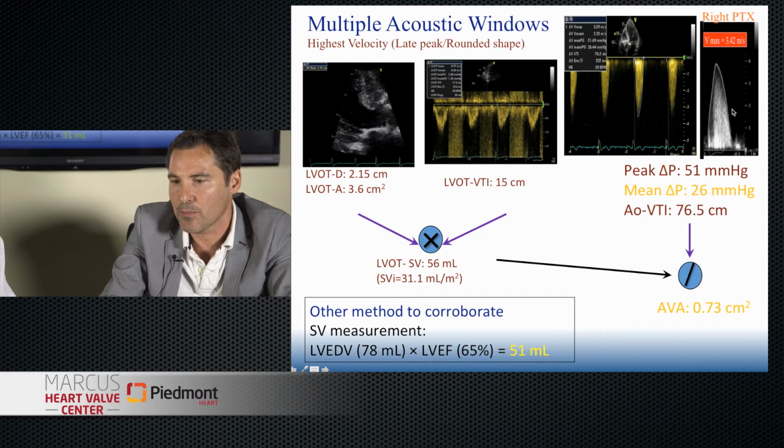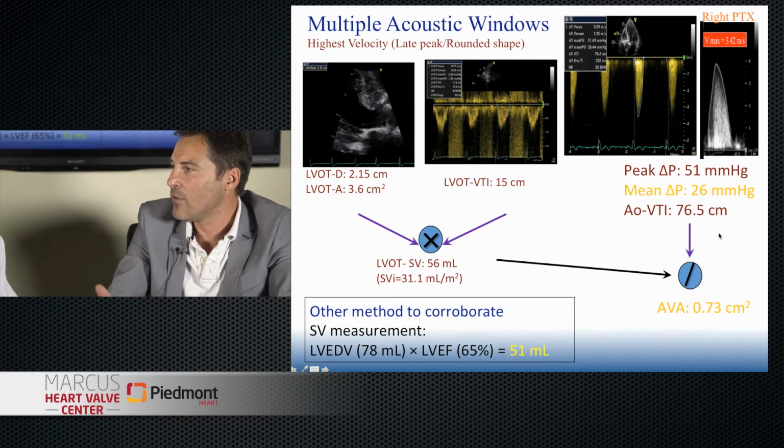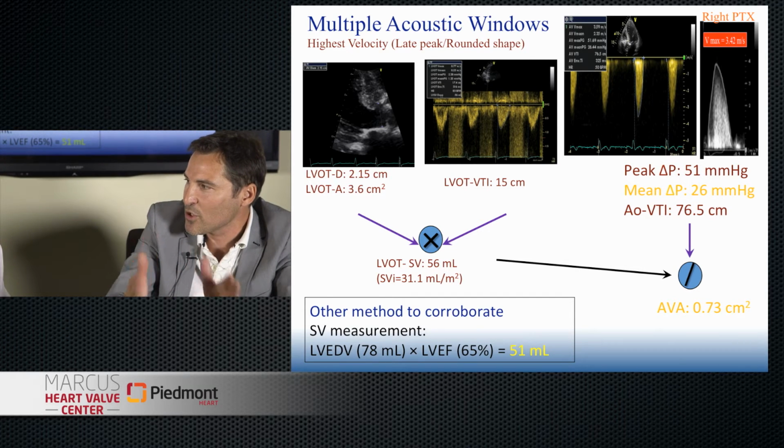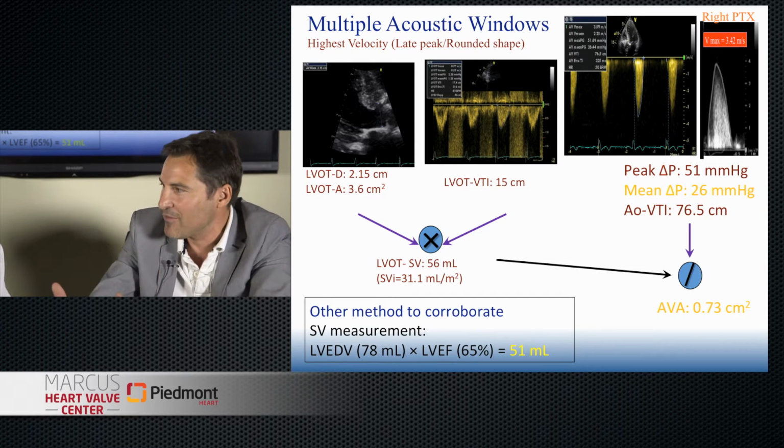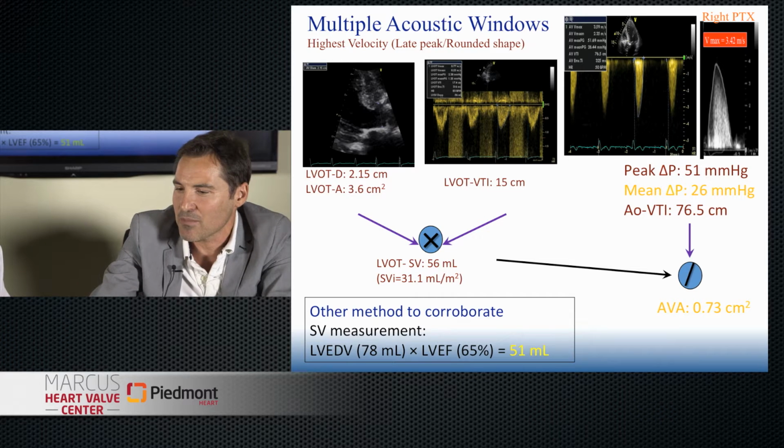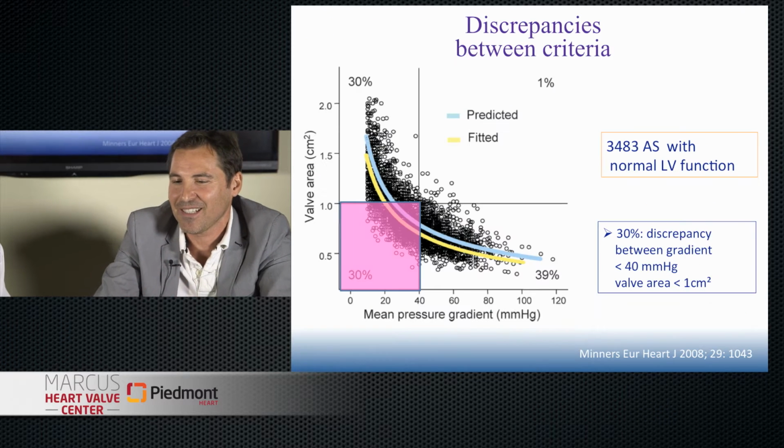Correct. Because this is of importance. And you see, we end up having the same mean pressure gradient. Okay. So anyway, this confirms that we have good measurements and probably we have very severe aortic stenosis. But maybe we need other things.